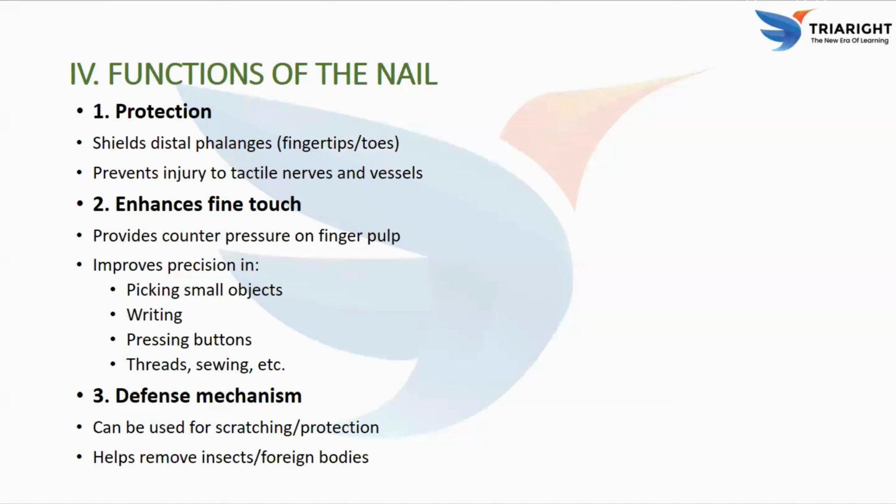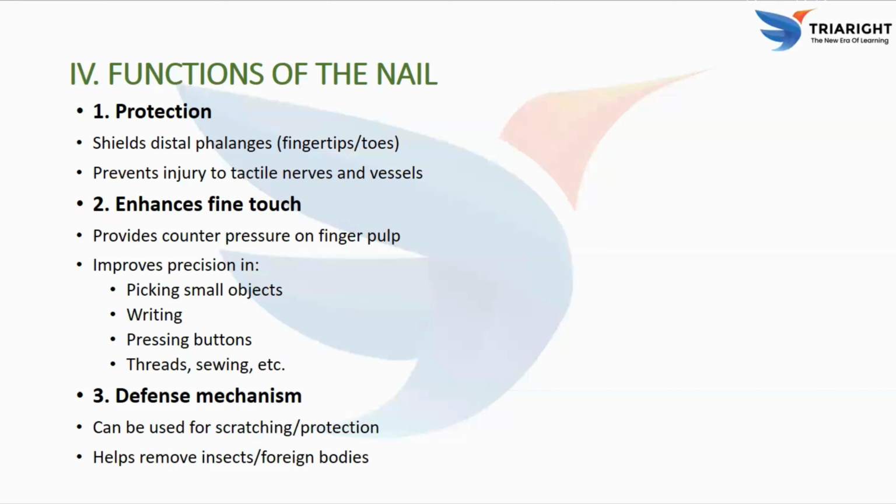So what is the other function of the nail? It enhances fine touch and precision. Nails help us to perform delicate and accurate movements. They also apply counter pressure to the fingertip pulp when we touch objects, so it also improves sensation. They increase precision and grip when picking up very small objects like pins and beads. They also help with writing, pressing buttons, threading a needle, or typing on a phone or keyboard. Nails make fine movements easier and more accurate.